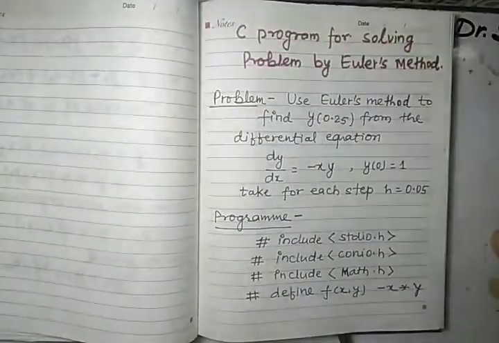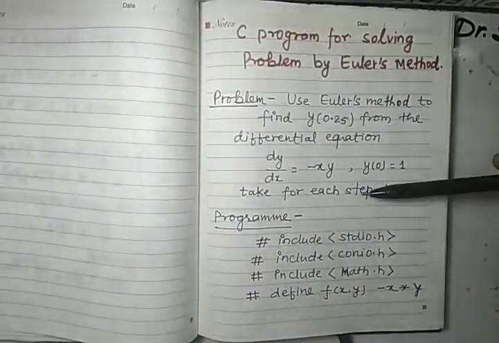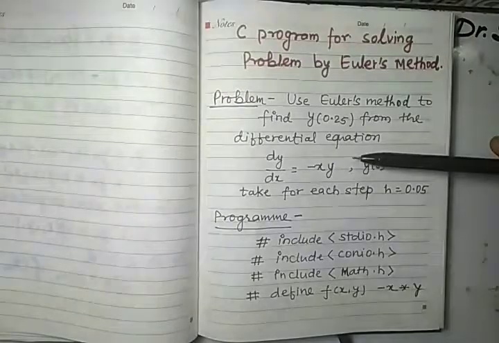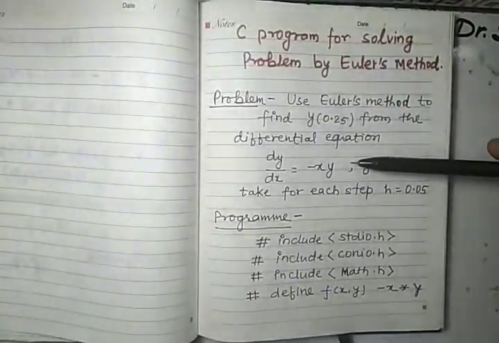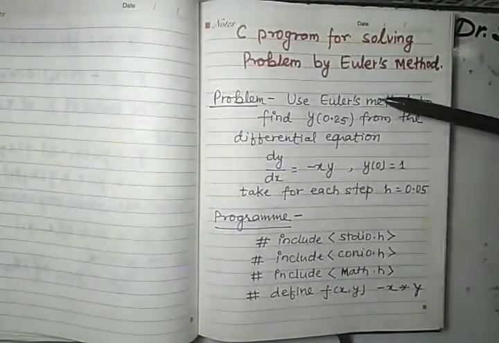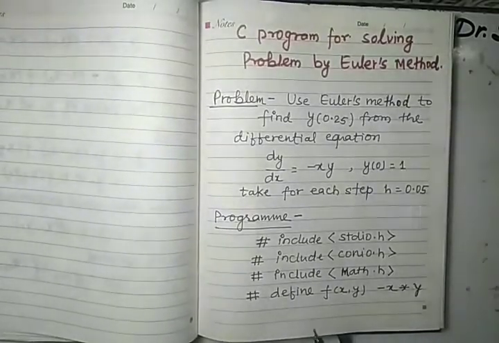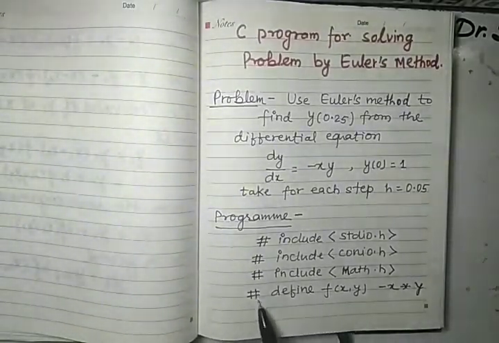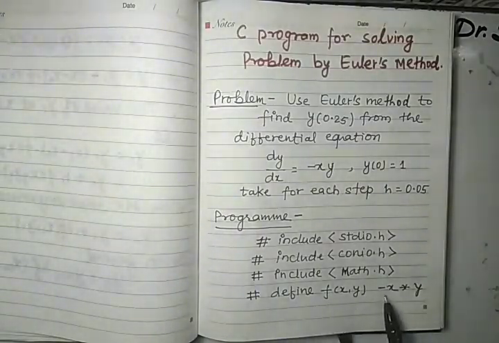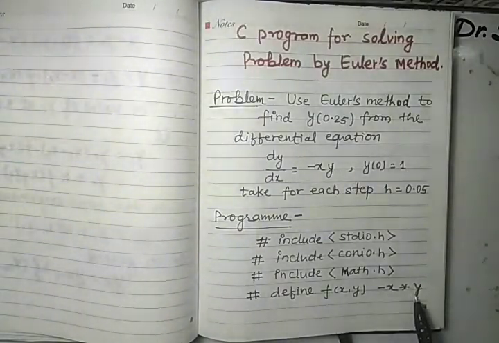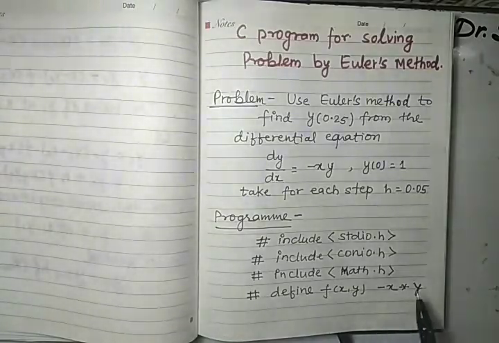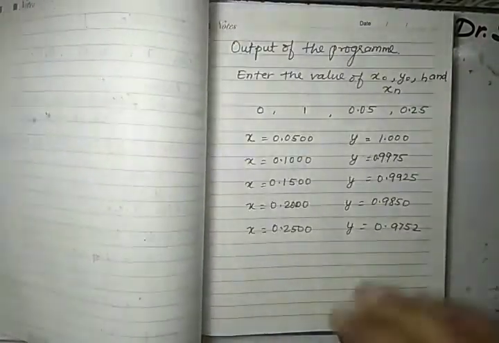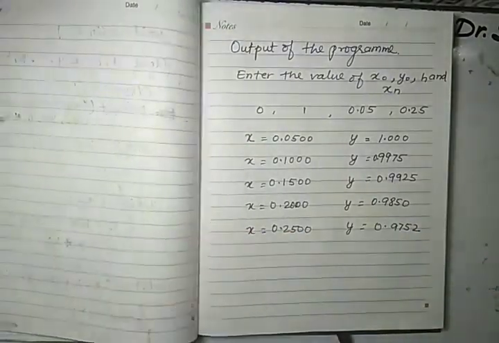So if you have a different problem or a different ordinary differential equation that can be solved by using the Euler method, you just need to change this statement only, that is the define, hash define fxy minus x star y, and the rest of the program will be the same and you will get the necessary output.